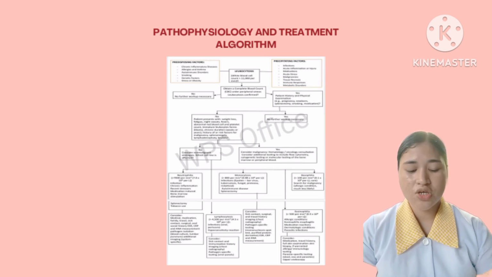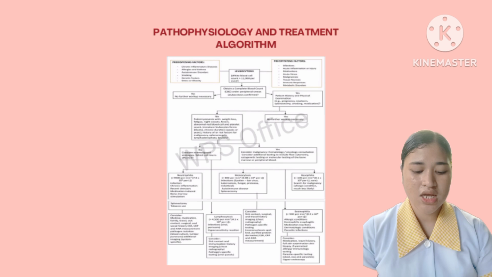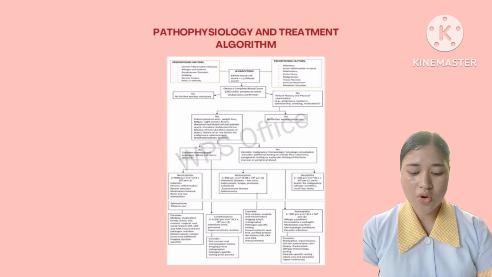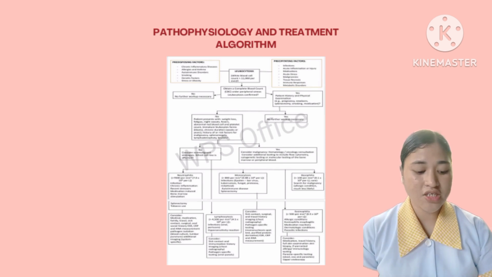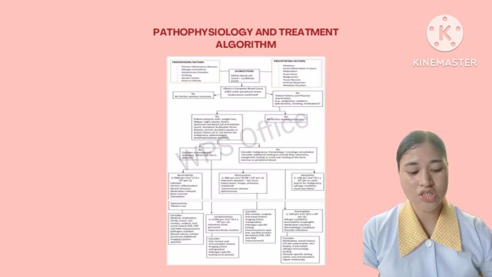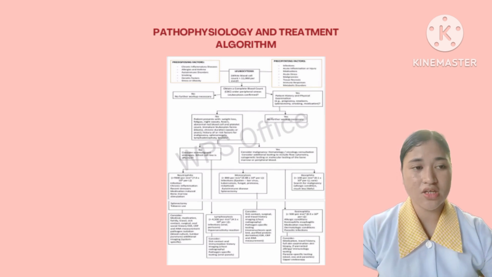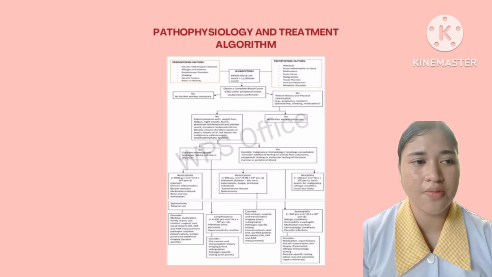If yes, consider malignancies. Hematology or oncology consultation, and consider additional testing to include flow cytometry, cytogenetic testing, or molecular testing of the bone marrow or peripheral blood. And if no, consider non-malignant etiologies. Which cell line is affected?